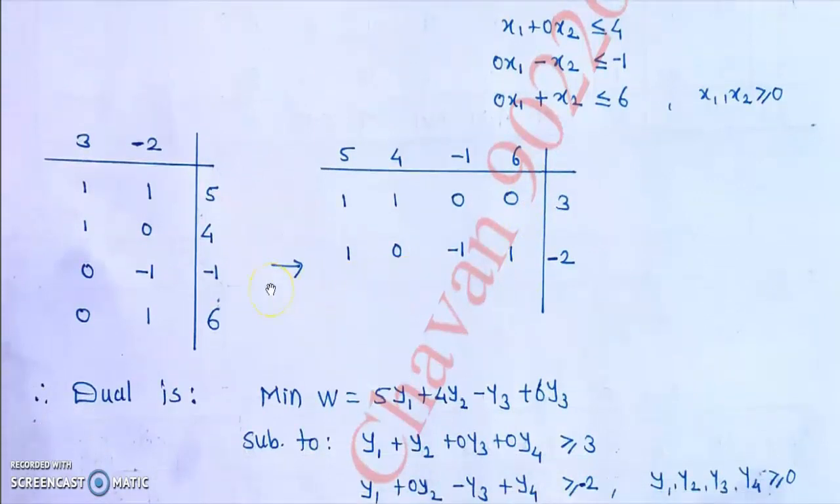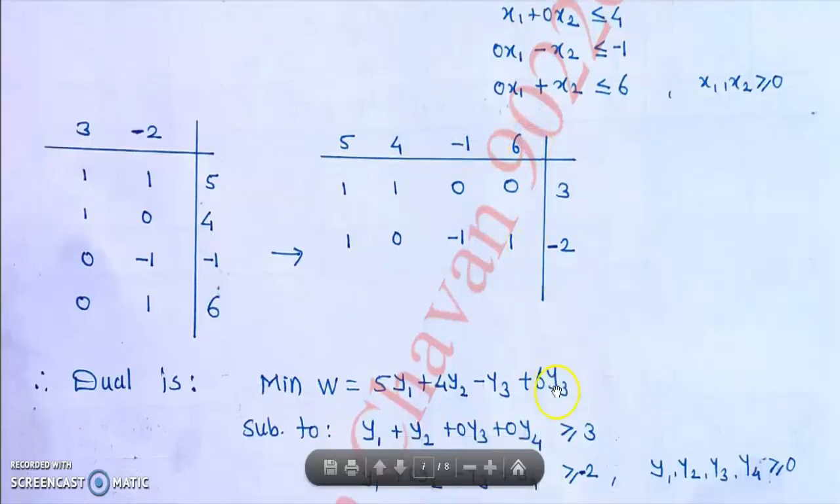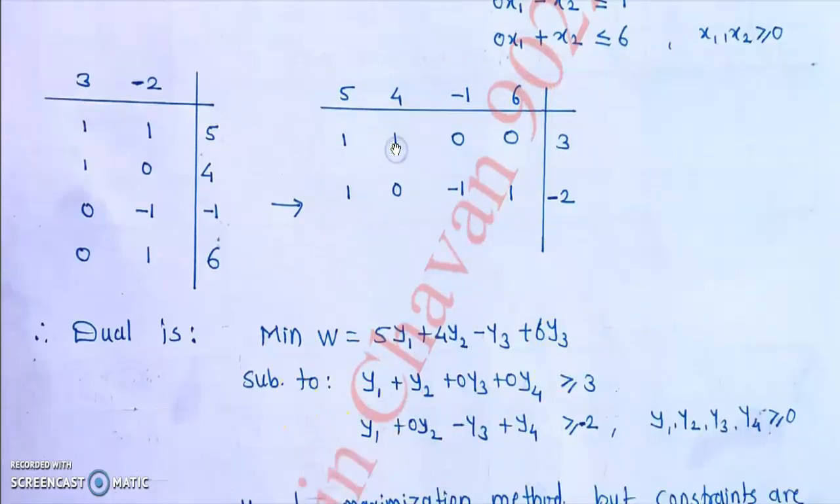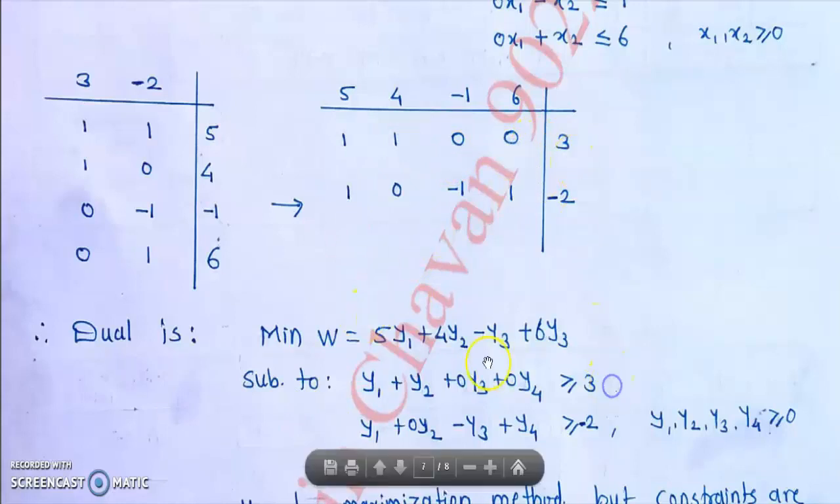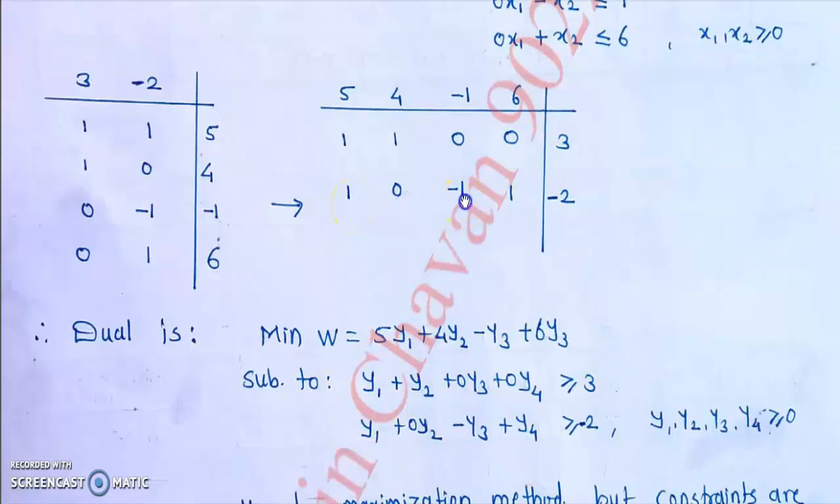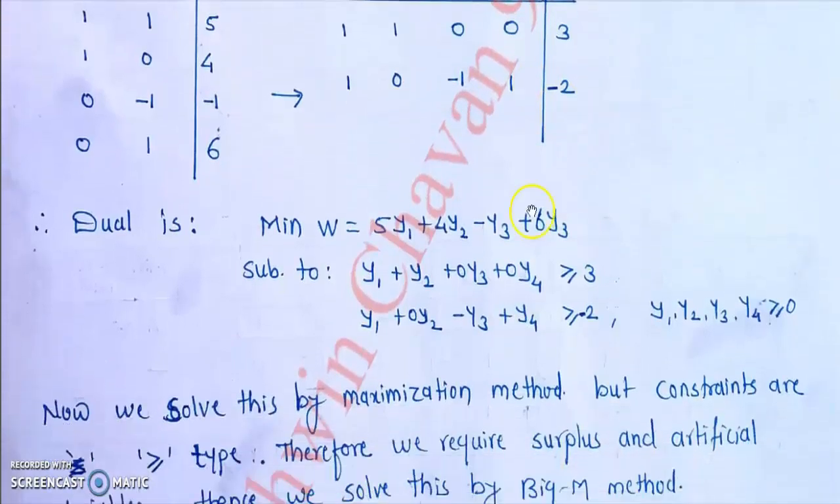The given problem was maximization, so in the dual we minimize W equal to 5y1 plus 4y2 minus y3 plus 6y4. Subject to y1 plus y2 plus 0y3 plus 0y4 greater than or equal to 3. Then the second constraint: y1 plus 0y2 minus y3 plus y4 greater than or equal to minus 2. Okay. Now the thing is, while solving, we always solve for maximization.